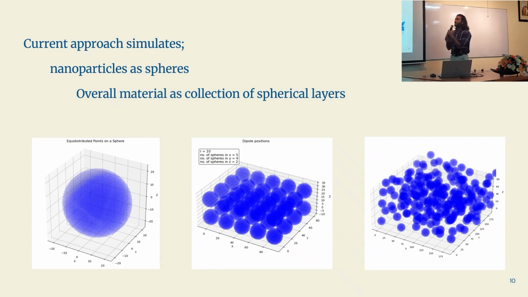So my approach simulates nanoparticles as spheres. Actually, particles aren't exactly spheres, but it's a valid approximation. It's often done in research in this field of nanoparticles in general, and also the overall material as a collection of spheres arranged in a layer. Also, a random arrangement of spheres is possible.